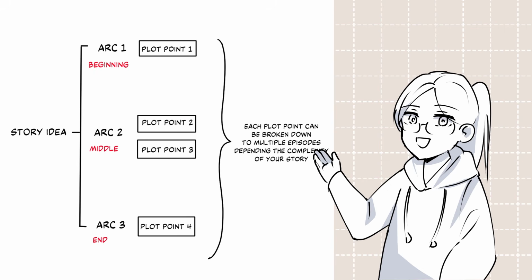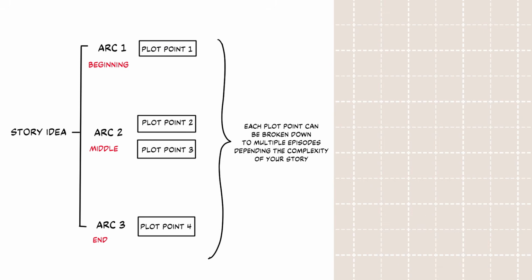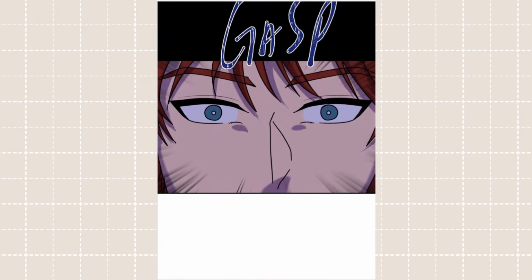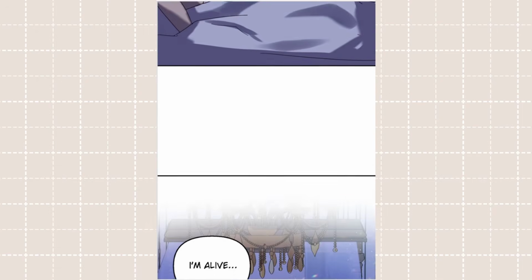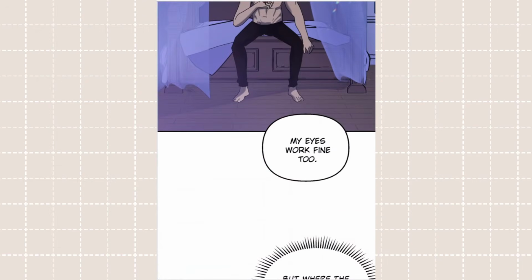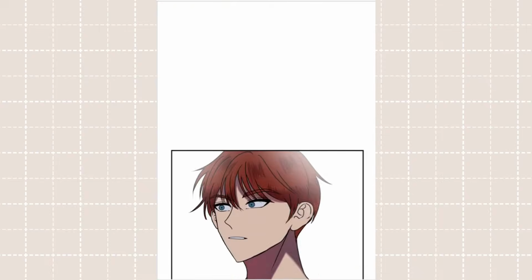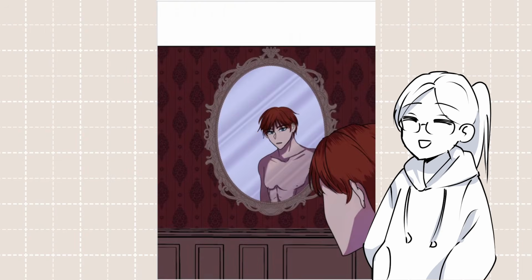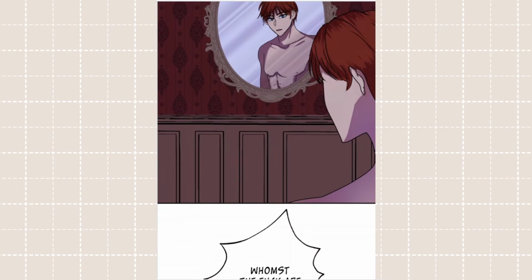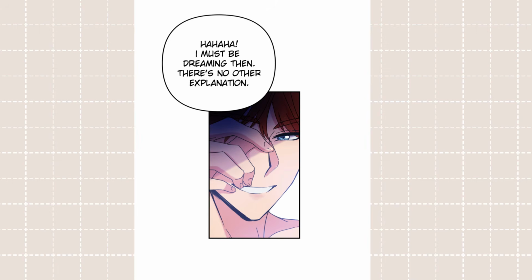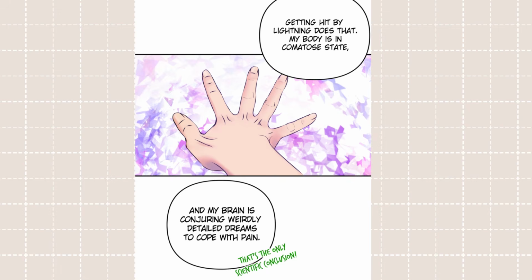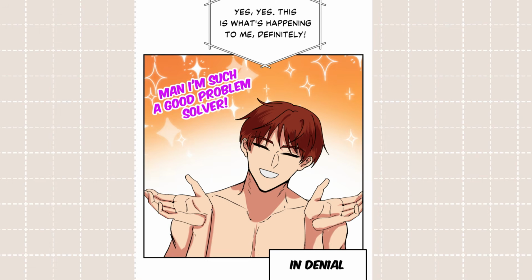After jotting down the main plot points per arc, further divide them into episodes. For example, in my webtoon, the first arc is the main character finding out he's a character in the novel. This is the main plot point. Then I write down the scenes that you want to happen in this arc. Remember, with webtoons, pacing is extremely important. Not every major event needs to happen in every episode.